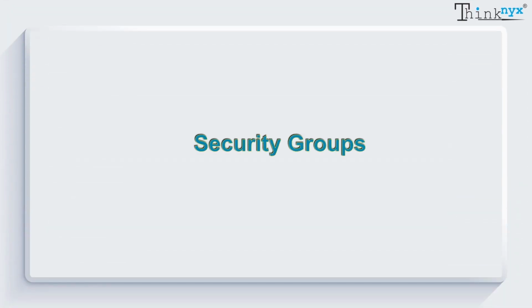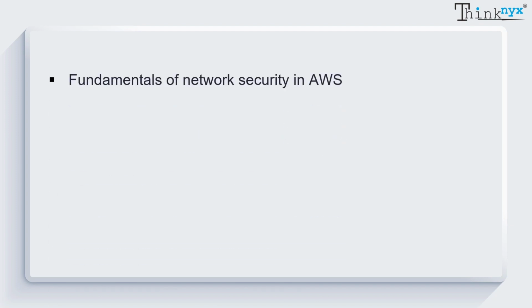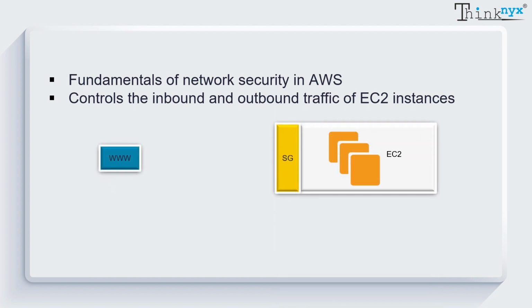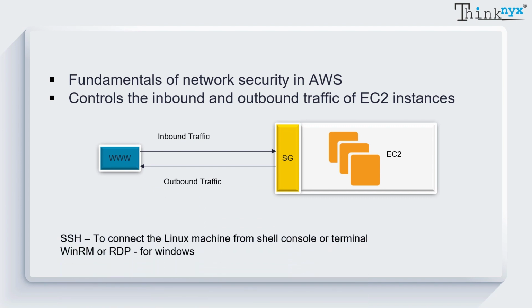Let us also understand what security groups are. Security groups are the fundamentals of network security in AWS. They act as a virtual firewall. Security groups control the inbound and outbound traffic of EC2 instances. Whenever we launch an instance, we can specify one or more security groups. If we don't specify a security group, then EC2 uses the default security group. Inbound rules control the incoming traffic to our instance, and the outbound rules control the outgoing traffic from our instance. When we have a look at the demo, we will connect to the Linux machine using SSH.